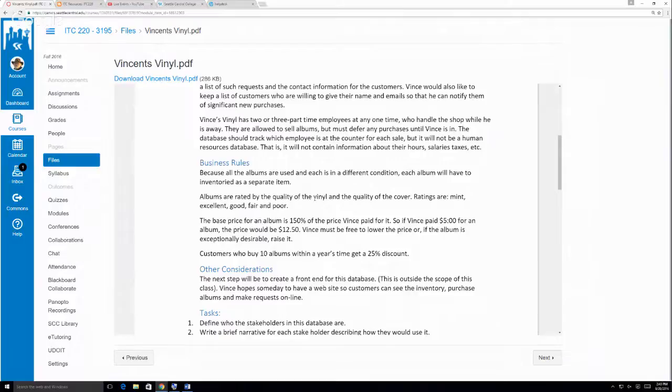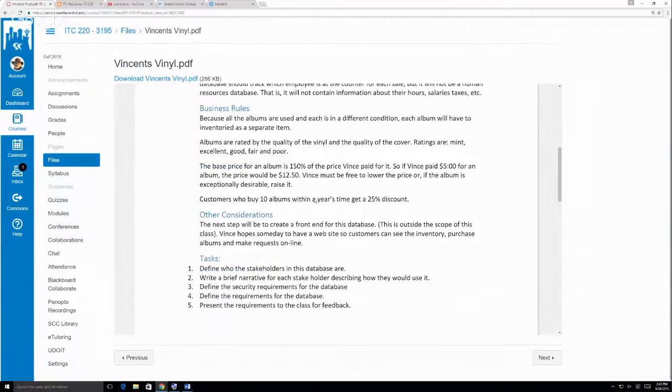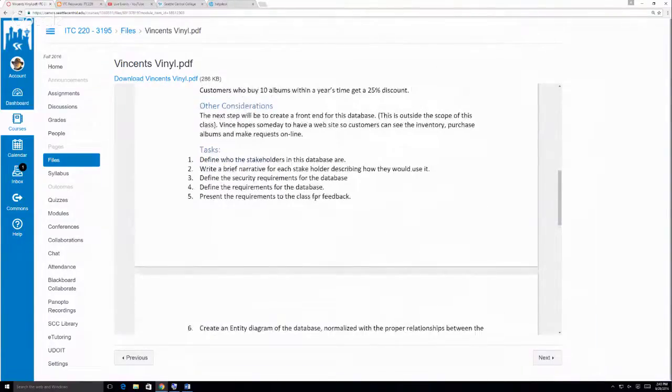New inventory is treated very differently. You need an accounting base for that. Albums are rated as mint, excellent, good, fair, and poor. And the base price for an album is 150% above the price that he paid for it. That may sound like a lot, but it's actually a pretty low markup. You'd be surprised what businesses mark things up as. So if you buy 10 albums, you get a discount, 25% discount.